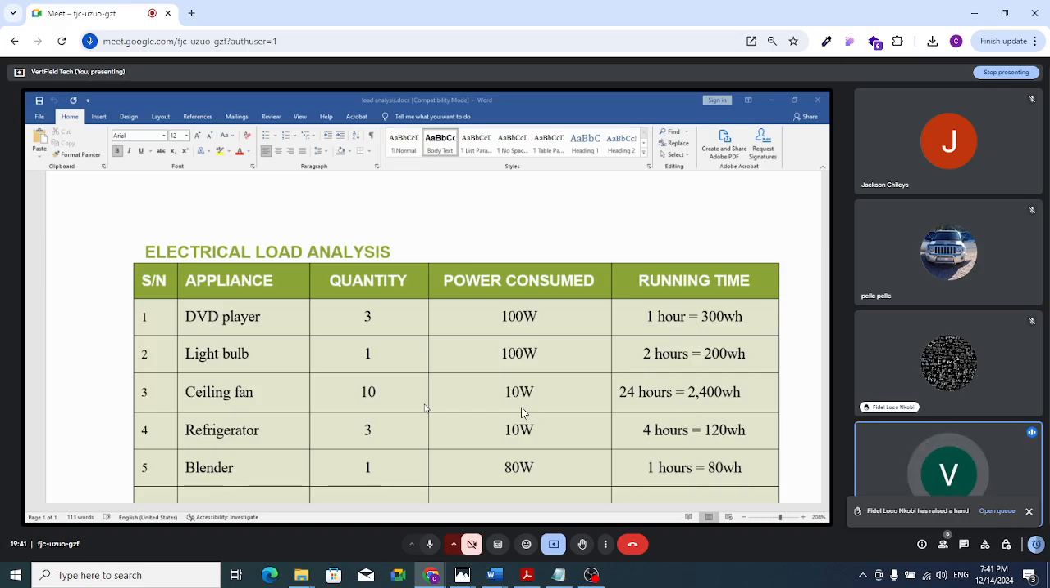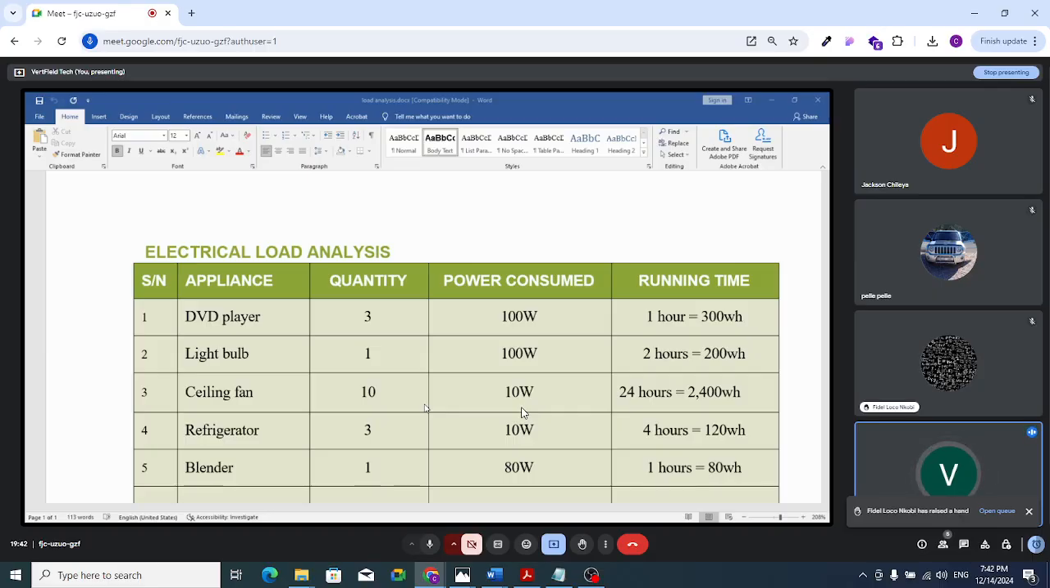The power consumed is 100 watts. The running time is 1 hour. For the light bulb, the quantity is 1. The power consumed is 100 watts. The running time is 2 hours. For the ceiling fan, the quantity is 10. The power consumed is 10 watts. The running time is 24 hours.